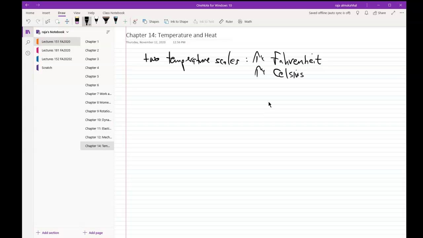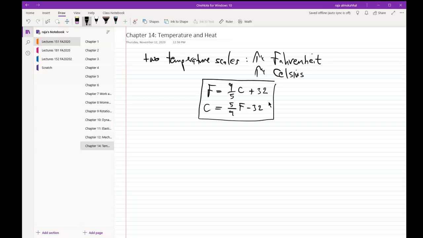And there is a linear relationship that allows you to convert between Fahrenheit and Celsius. And the relationship is this. We have F equal to 9/5 C plus 32. And if you want to convert from Fahrenheit to Celsius, you simply solve for C and you will get the following equation. C equals 5/9 times (F minus 32). Okay, remember F here for Fahrenheit and C here for Celsius.